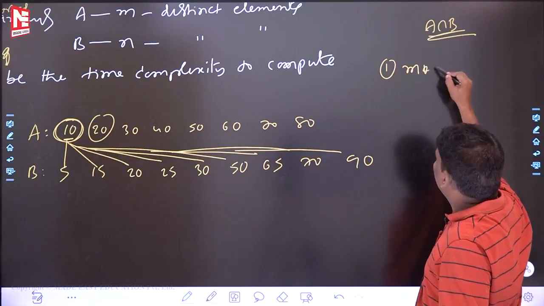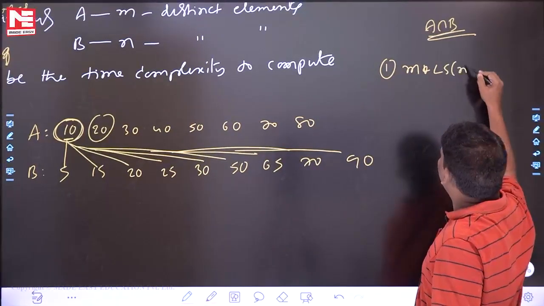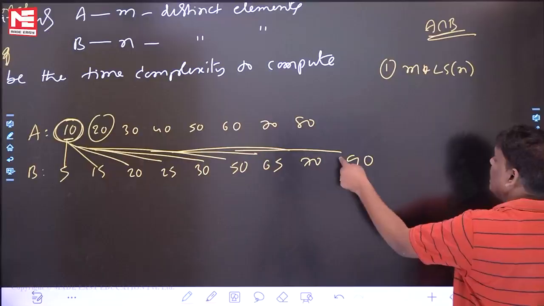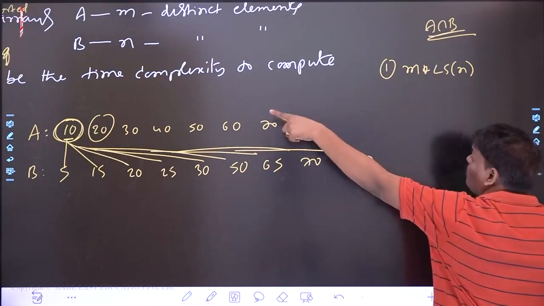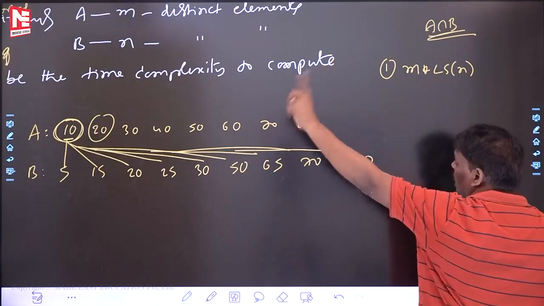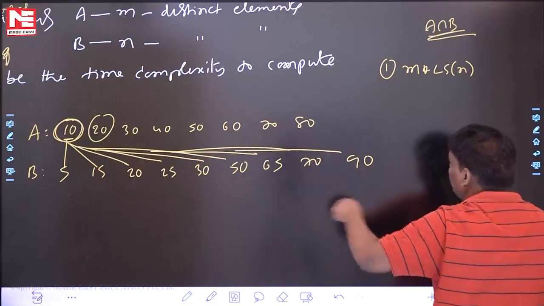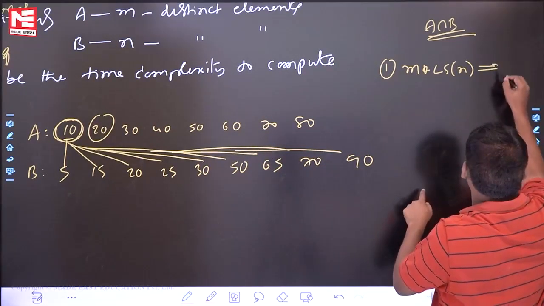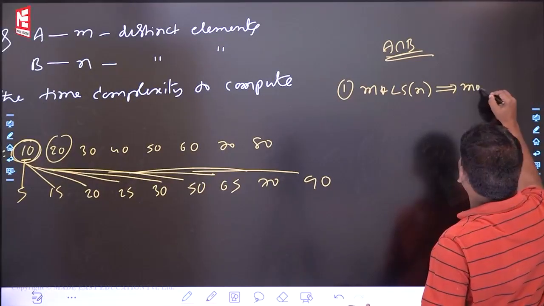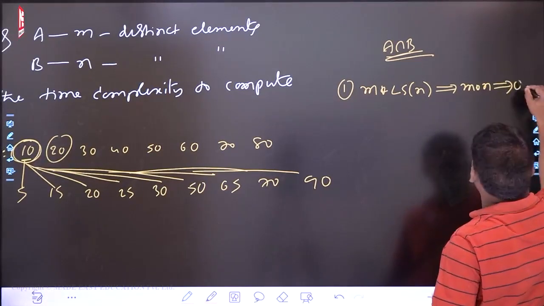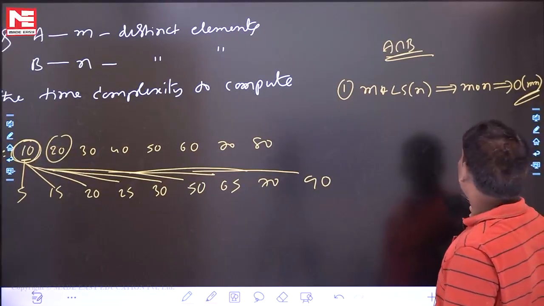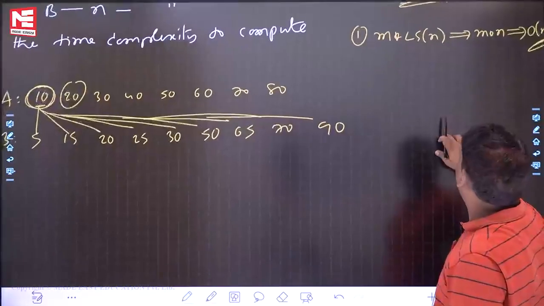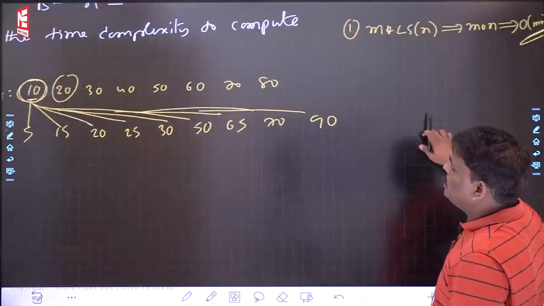M times linear search on N elements, because the B array contains N elements. On N elements linear search will take N time. So M times, for each element of A, you do linear search on the B. So this answer will go to M into N, so time complexity is order of MN. Right? So using linear search you can solve this problem. Answer is order of MN. Fine. Now let's see one more problem.